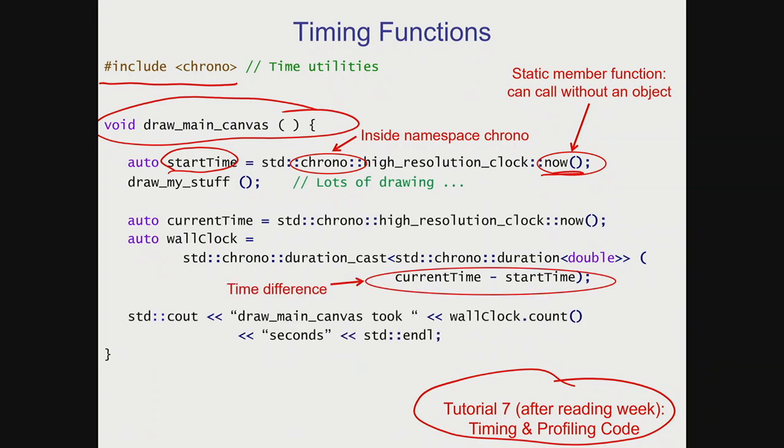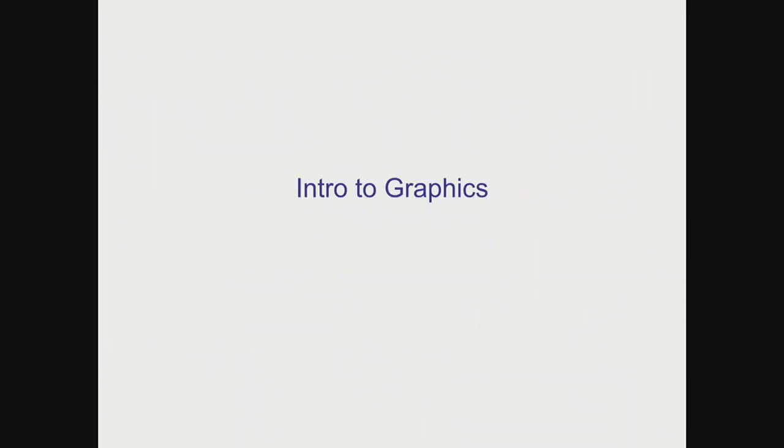And then after I'm done, I basically ask for what's the time again. I subtract my start time from my current time, and I do a little bit of formatting and it prints it up. Okay, so if you take this code, you wrap it around something you want to measure how long it took, such as, for example, your screen redrawing function.